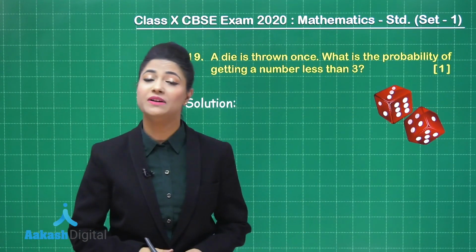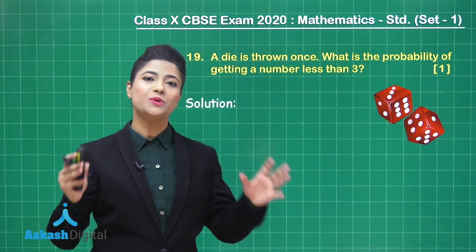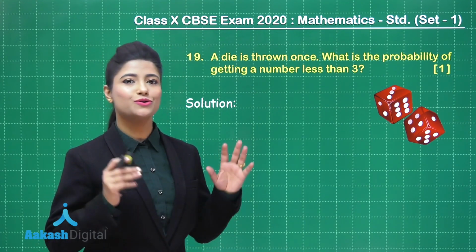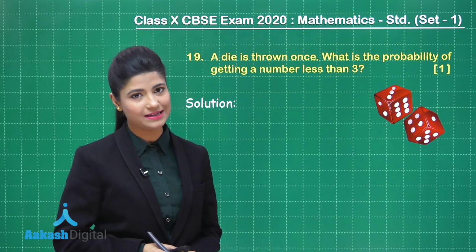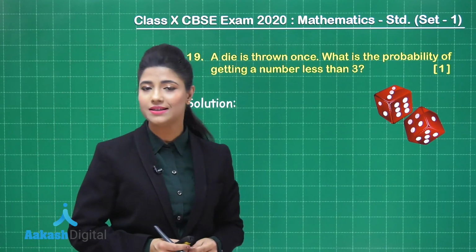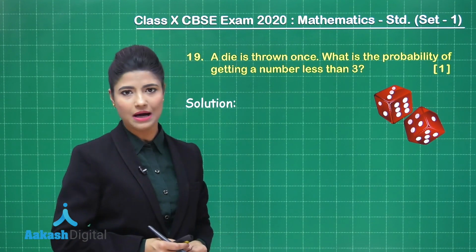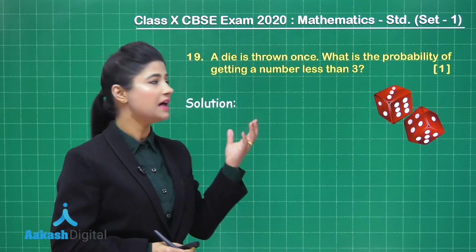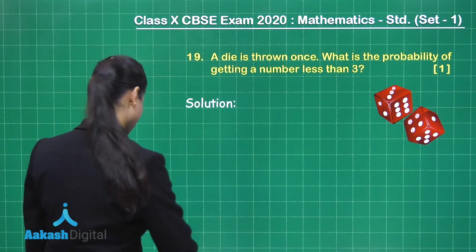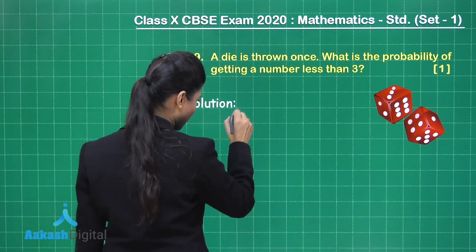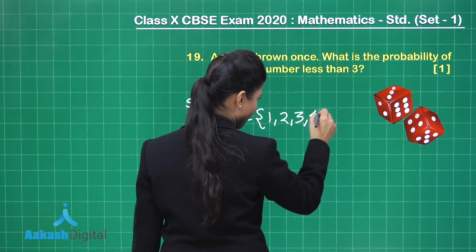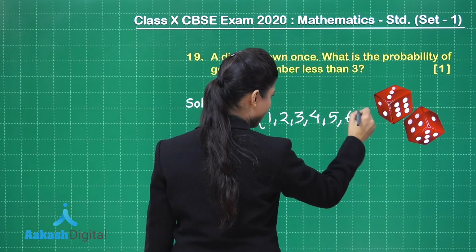As you are well aware, when a die is thrown at random, you can get 6 possible outcomes. 1, 2, 3, 4, 5, 6. So the total number of possible outcomes is 6. And in this case, when we talk about getting a number less than 3, only 2 possible outcomes will be there in that case. And those favorable outcomes will be 1 and 2. So in this case, the sample space will contain 1, 2, 3, 4, 5, 6. These are the possible outcomes.